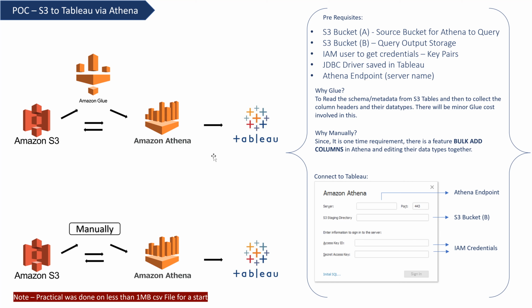If you don't have many columns in your table, then you can do it manually. I would suggest it's fine if you want to do it manually, because there is a feature, bulk add columns, in Athena and you can edit their data types. There are different data types: date, string, integer. So it depends on you. So it is an option, but usually between Amazon S3 and Tableau, you just need Amazon Athena. So why do we need Athena? Let me go to another slide before I show you the connect to Tableau part.